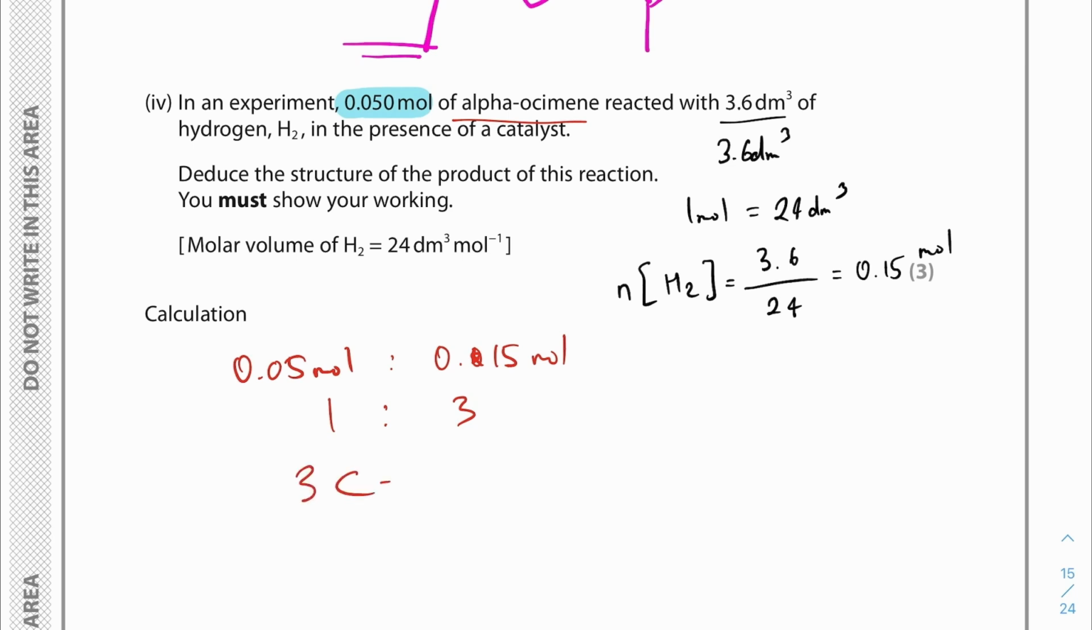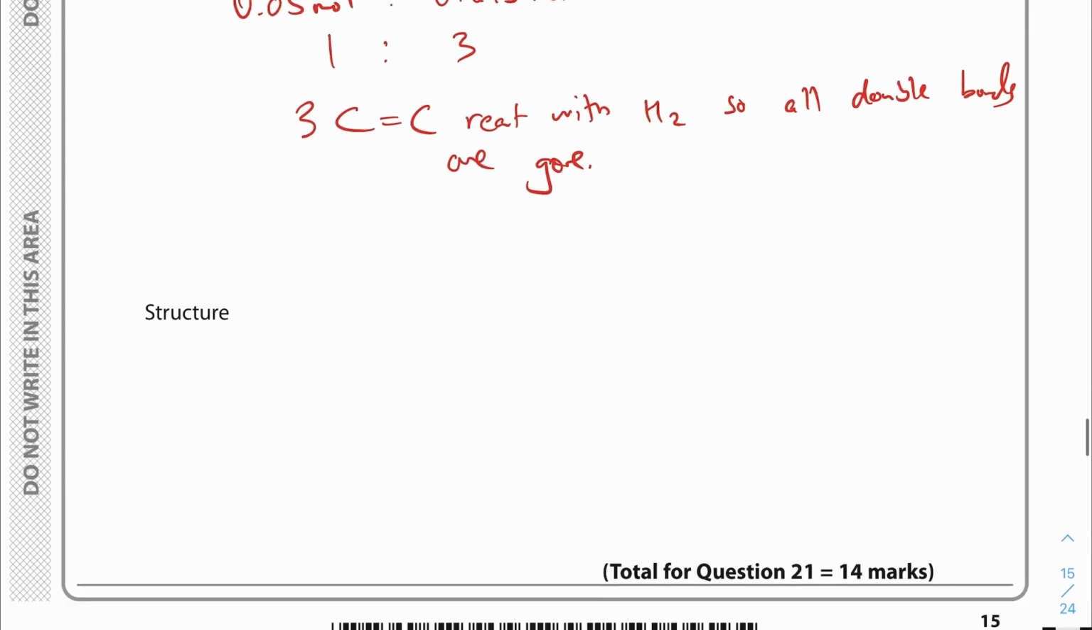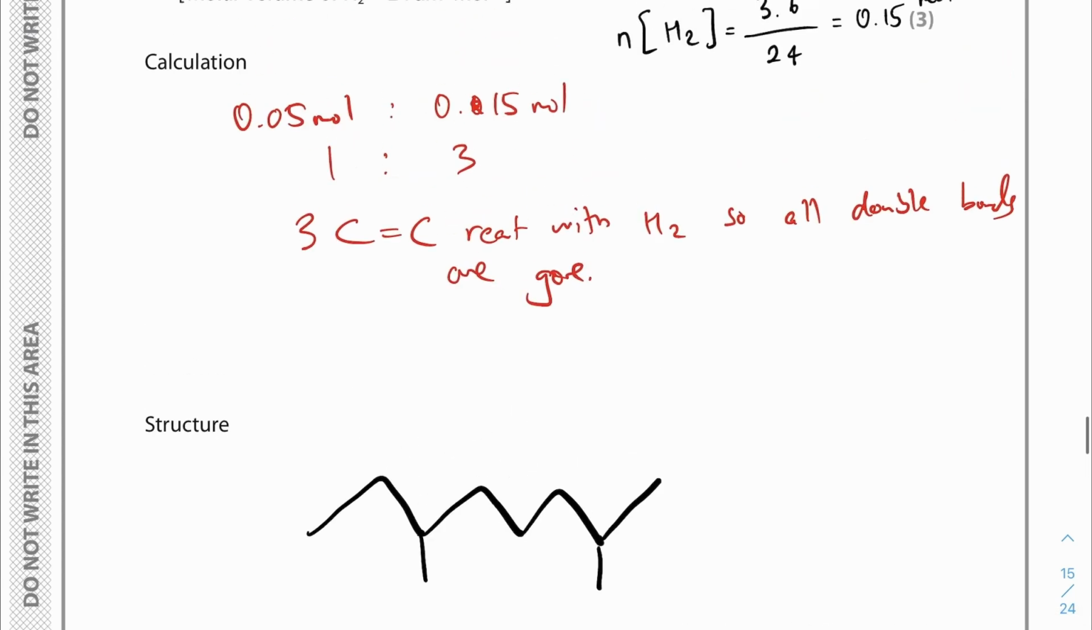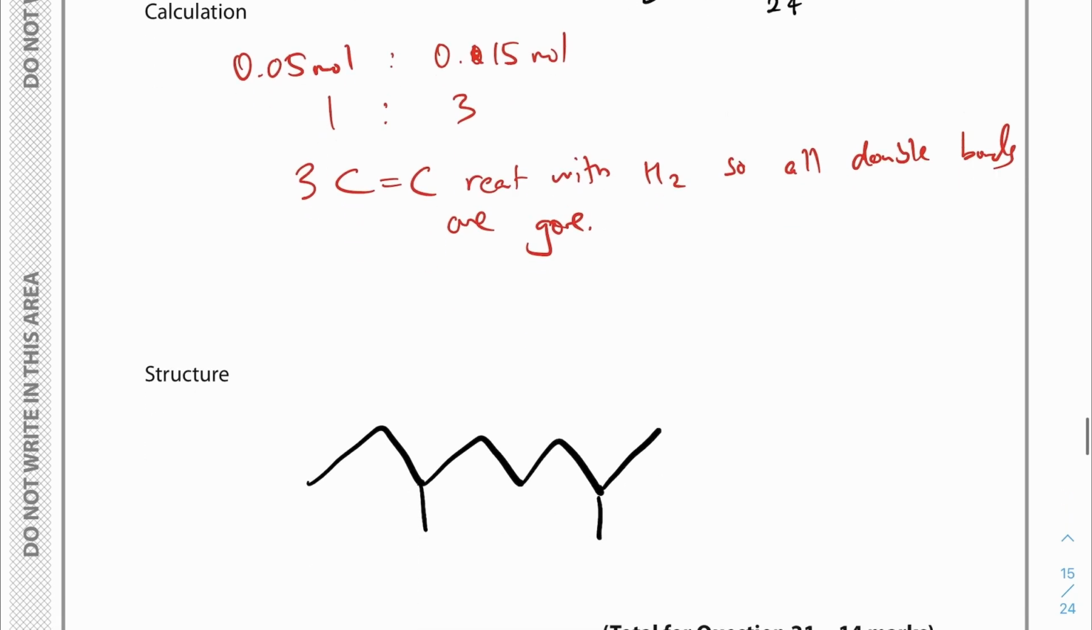So 3 double bonds of carbon react with hydrogen, so all double bonds are gone. All double bonds should be gone. So what would that look like? So if you just look here, all double bonds are gone, so all it would look like is this. So here, here, here, here. So this is what it would look like. So that's our two marks for getting the 1 to 3 ratio, 1 mark for the structure, and that's it.